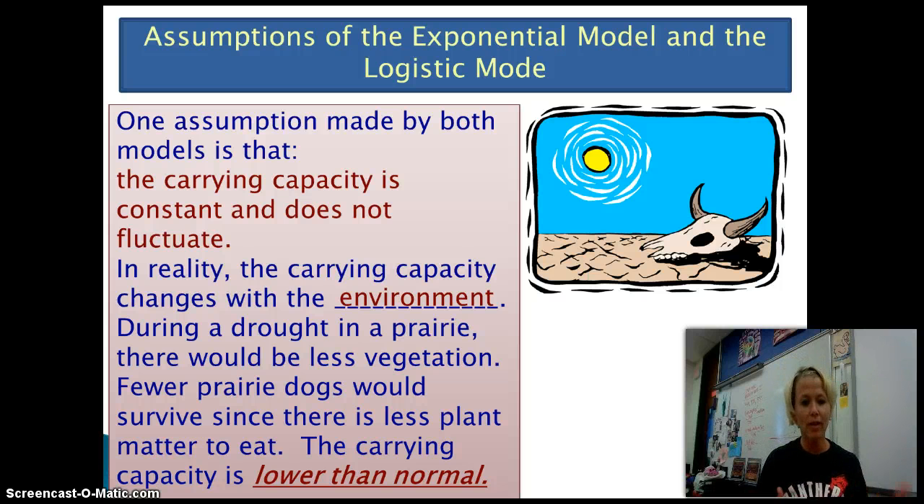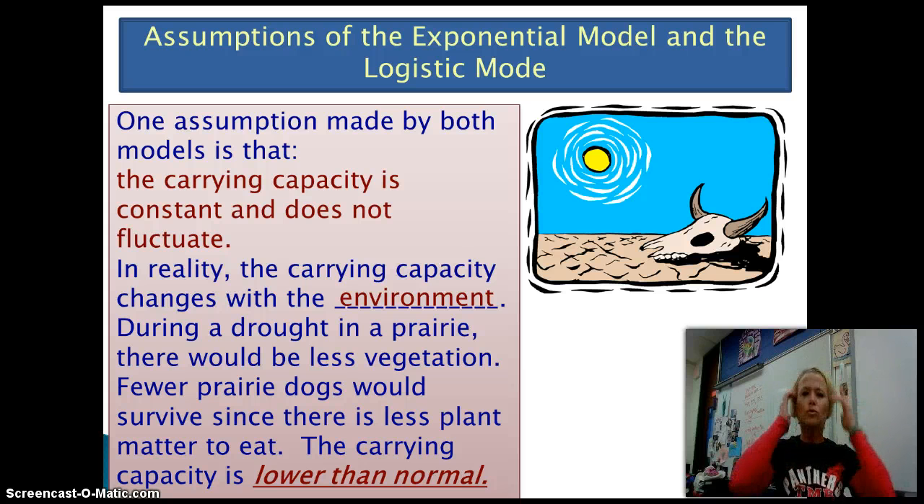Then also, here's exactly what I was just talking about. Here's our example, a drought in a prairie where there would be less vegetation. So all of a sudden fewer prairie dogs would survive because they have less food. And then the carrying capacity is going to be lower than normal. And this is going to affect, we were talking about food chains and food webs, a lot of different organisms.